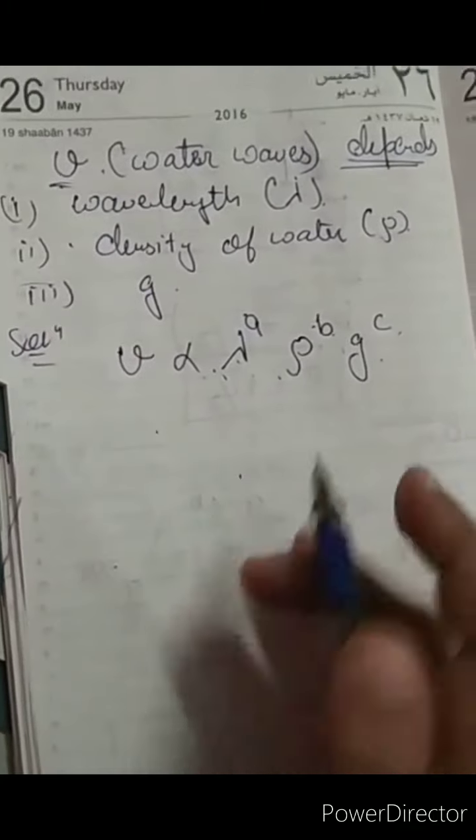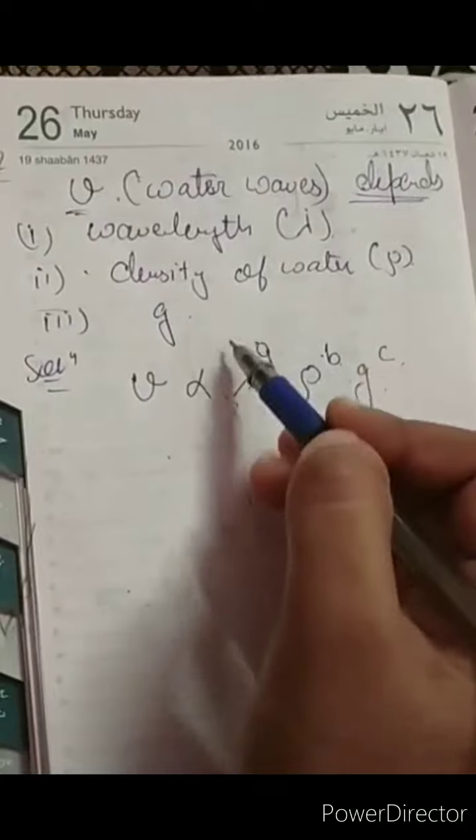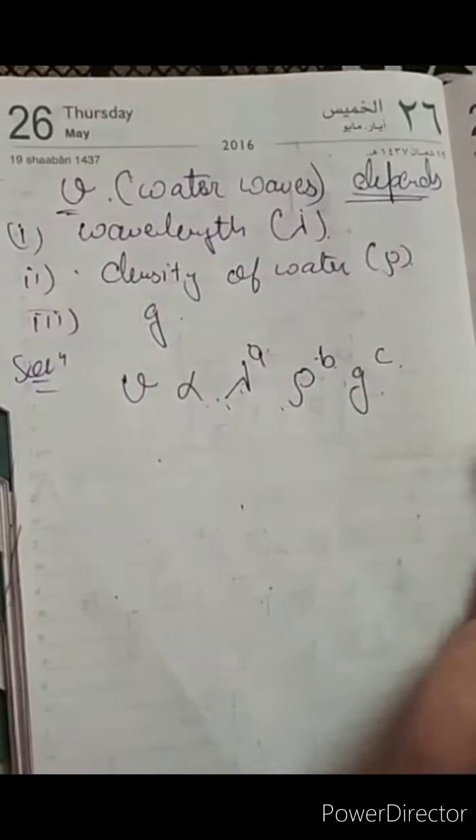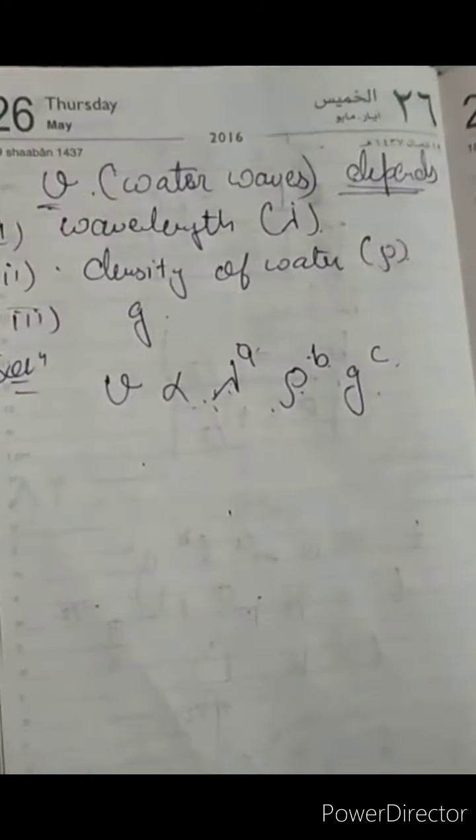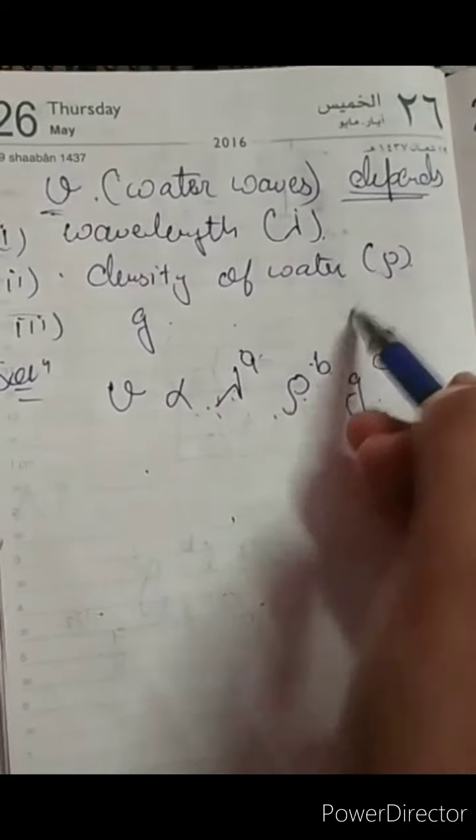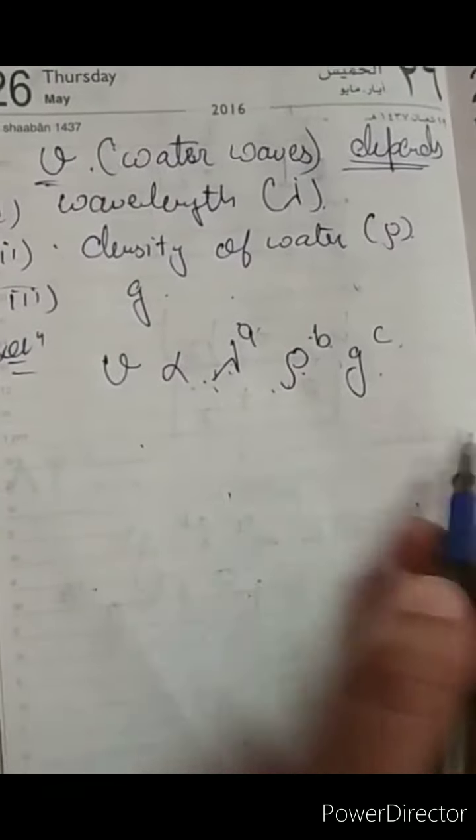Since it is in a series like this, I just put it as A, B, and C. If you want rho to be here, you can put rho to the power A or lambda to the power B, anything. You can just shuffle it. It's totally your call.